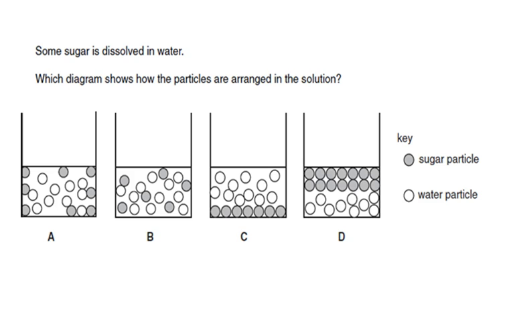A question from the multiple choice would say some sugar is dissolved in water, which diagram shows how the particles are arranged in the solution. Remember that once we have diffusion, the particles are randomly distributed through the liquid. So they're not just on the sides like A, they're not only at the bottom like C, they're not only at the top like D, they are randomly distributed through these, so my answer is B.